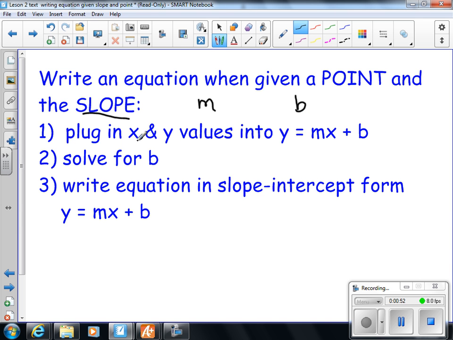We have to calculate it. So we'll plug in the ordered pairs of x and y into the equation y equals mx plus b. We'll also include our slope in this equation. And therefore, the only unknown we'll have will be our b. Then once we have our b value, we have our slope, we'll have our y-intercept. We can write the equation in slope-intercept form. Okay, we're going to do an example next.